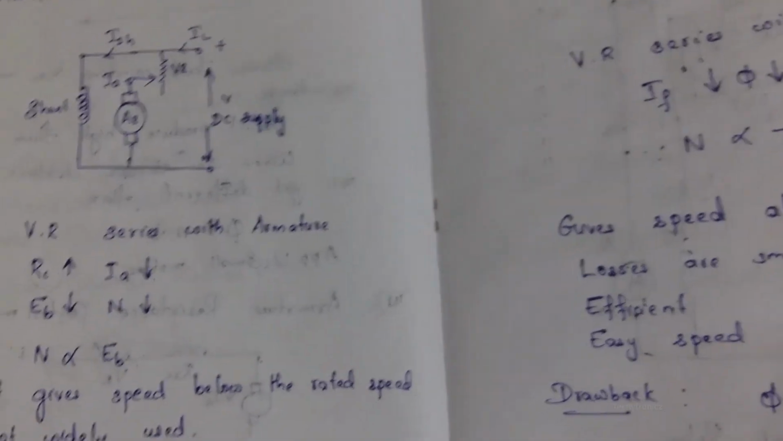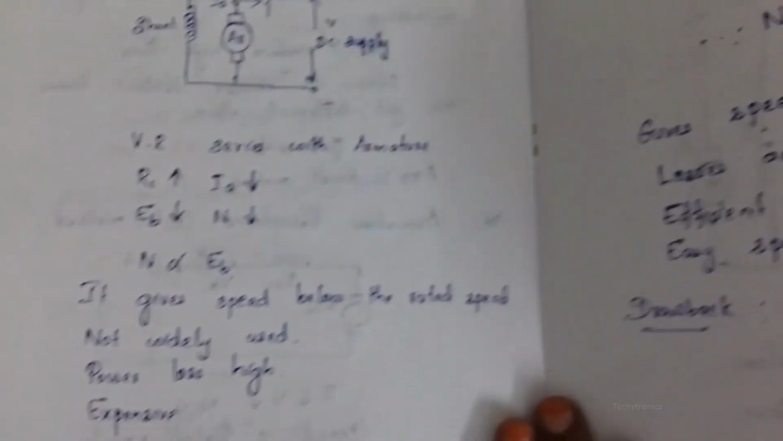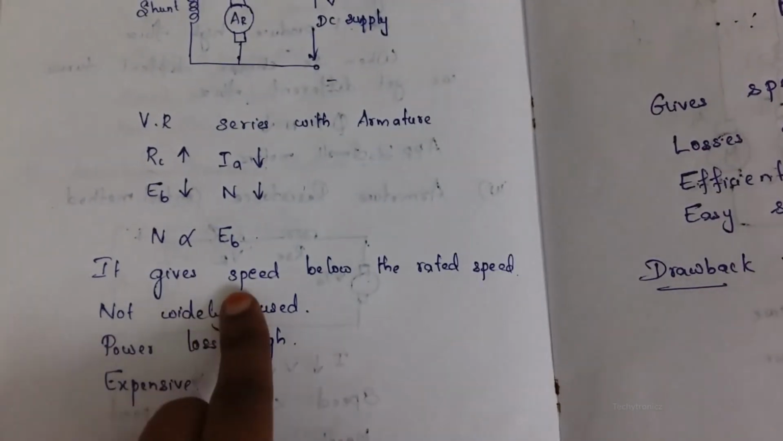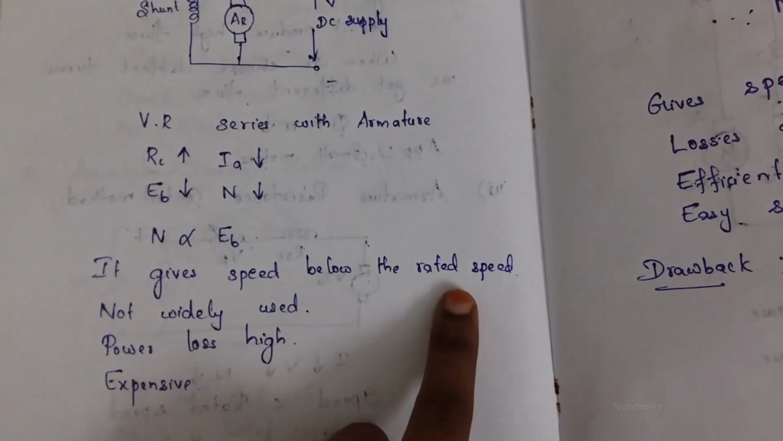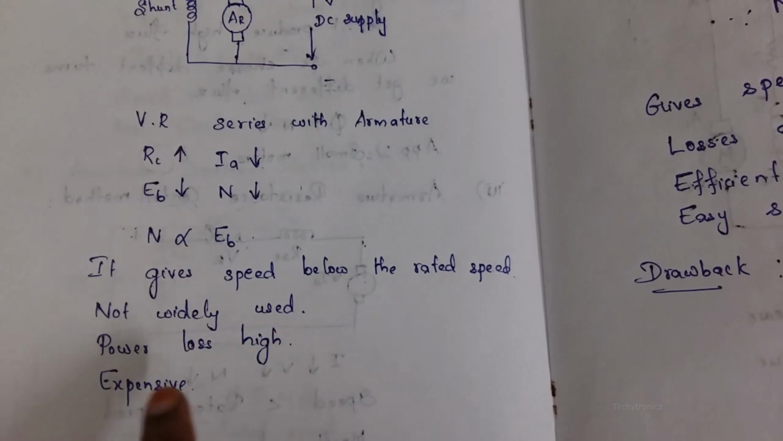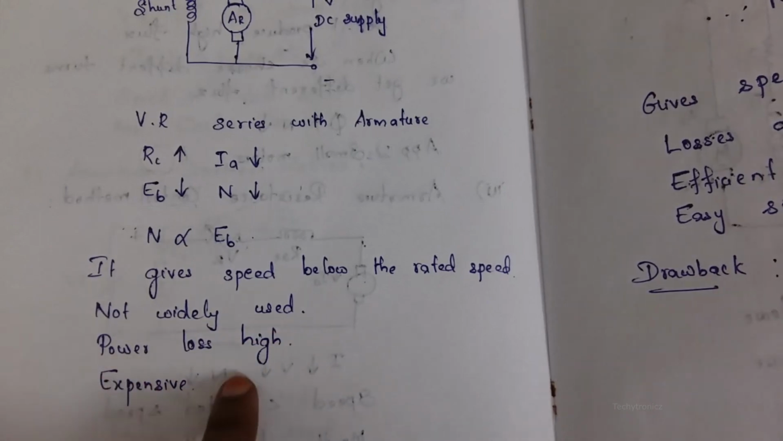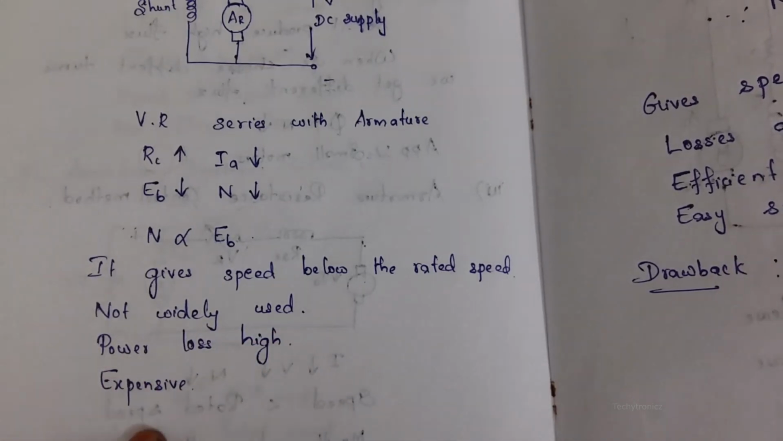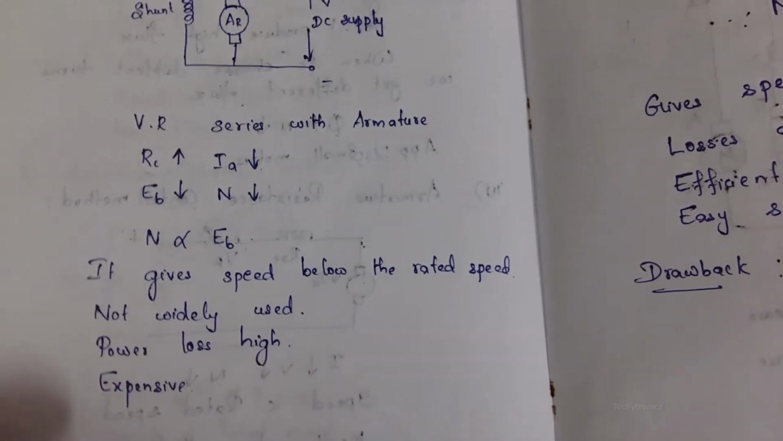In this armature control method, it gives speeds below the rated speed. In the armature control method the power loss is high and it is also very expensive. So this method is not widely used.